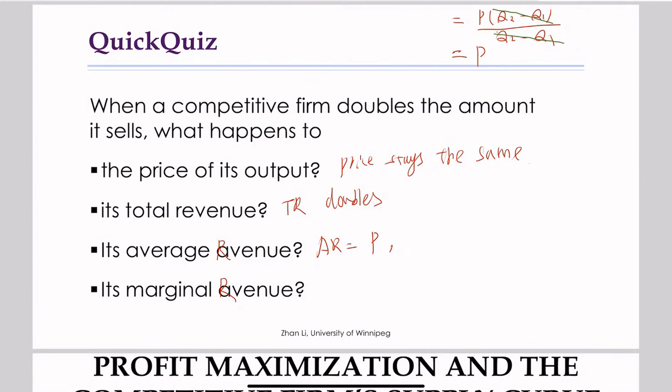What about the marginal revenue? Well, we know that for a competitive firm, marginal revenue equals price. So you can see that both quantities, average revenue and marginal revenue, should also stay the same if price stays the same. So they would stay the same.